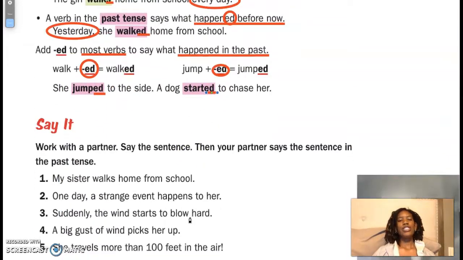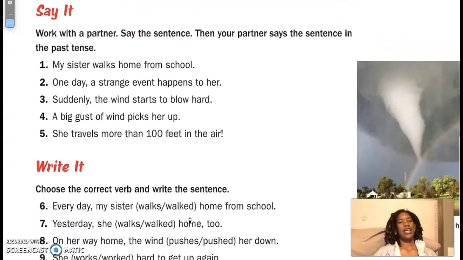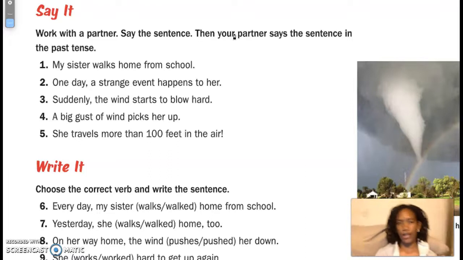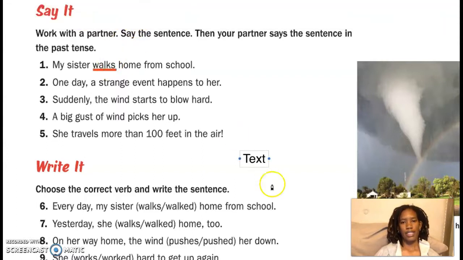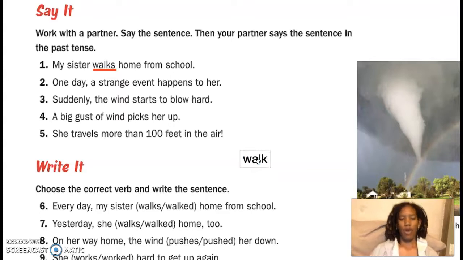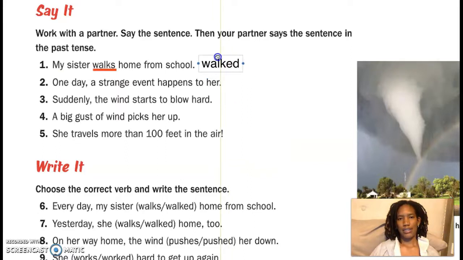All right, so let's look at some examples. Okay, the instructions say, work with a partner, say the sentence, then your partner says the sentence in the past tense. Okay, now we're not working at partners, so we're just going to do this together. All right, number 1 says, my sister walks home from school. Okay, so the verb here is what? If you said walks, you are correct. Now we're going to take walks and we're going to change it to the past tense. How do we do that? Walk plus ed. Now it is in the past tense.